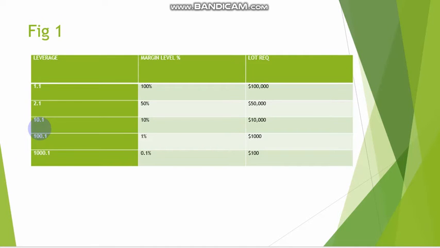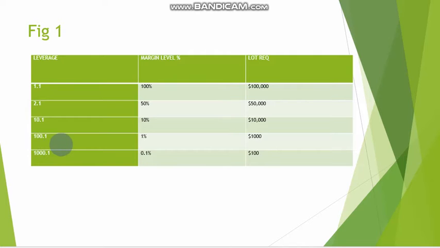Therefore 10:1, they'll give you, you just need to have 10% of that one lot. So you can bring 10,000. If you deposit 10,000 in your account, you are trading with the leverage of 10:1, you are trading $100,000. Yes, so they'll divide the one lot, 100,000, into 10 and tell you that you need 10,000 to be able to be qualified to trade one lot of these currencies.